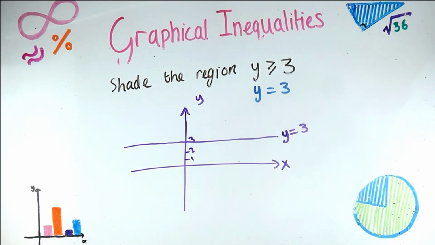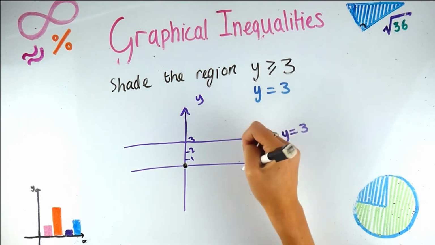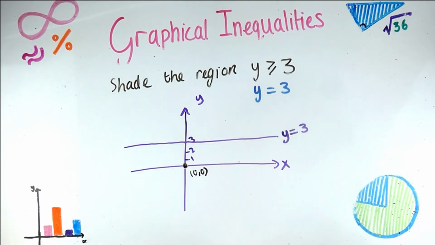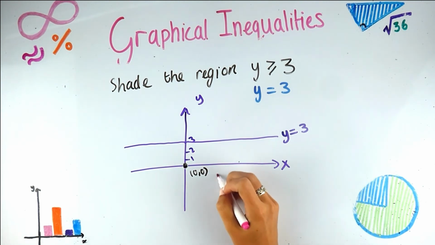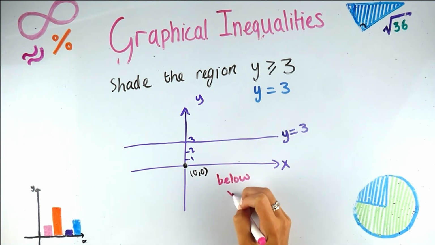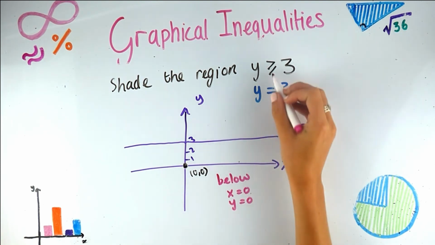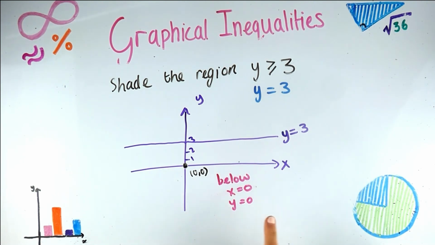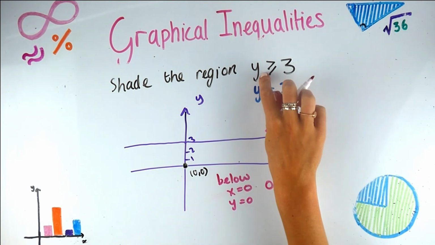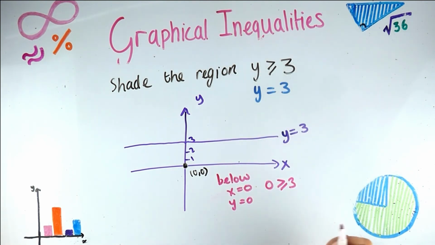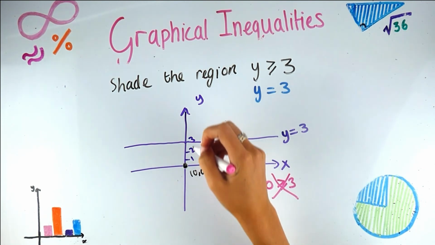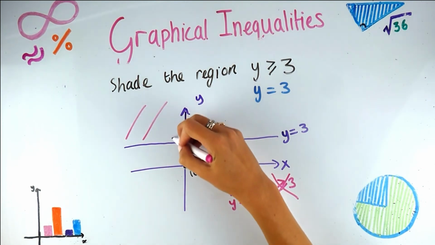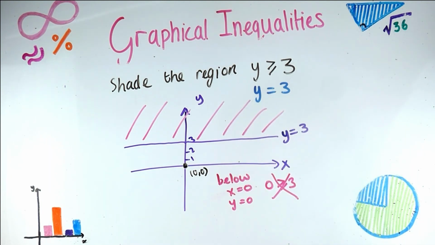But it's saying shade the region y is greater than or equal to 3, and in this case it's more obvious that it's going to be the part above, but let's just check a value. It's either going to be above or below. So in the below region I've got the point x equals 0, y equals 0. If I substitute, 0 is greater than or equal to 3. Yeah, nah, that doesn't make sense, does it? So it can't be this region, so we know it's going to be this region, so we're going to have to shade this in, but you might want to do one more check.